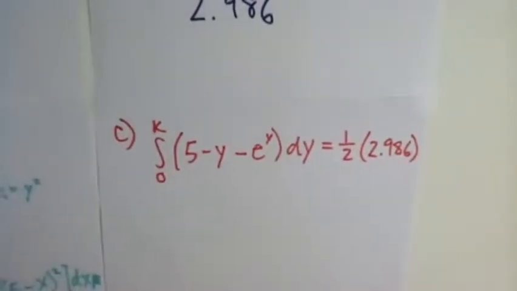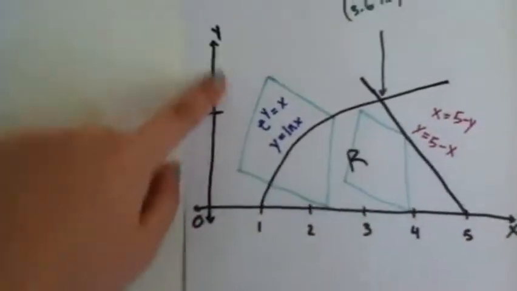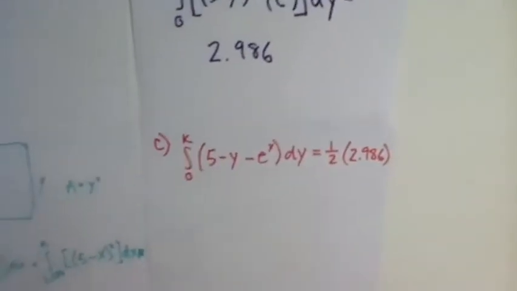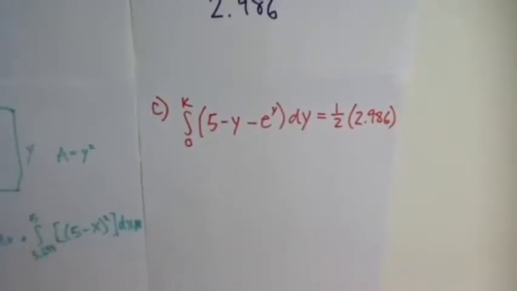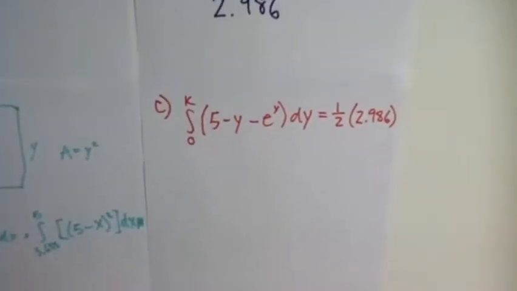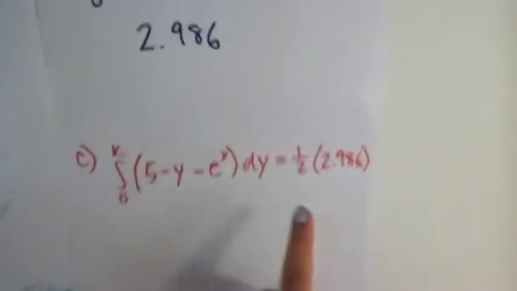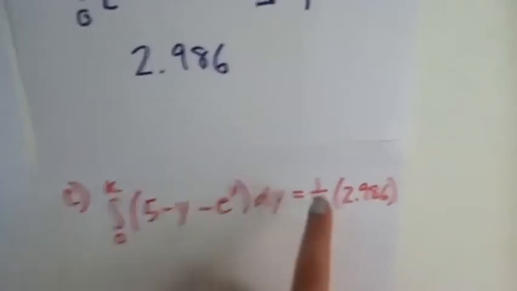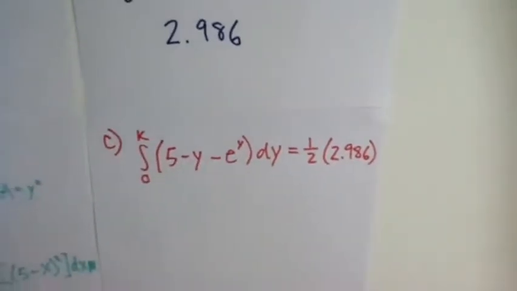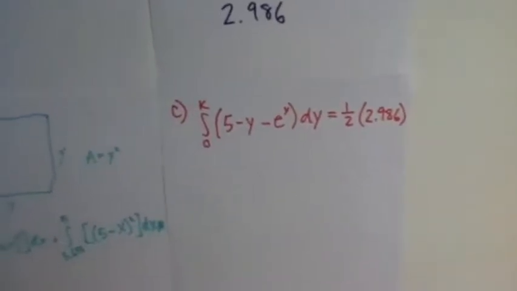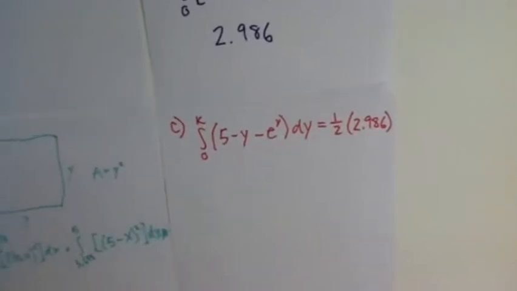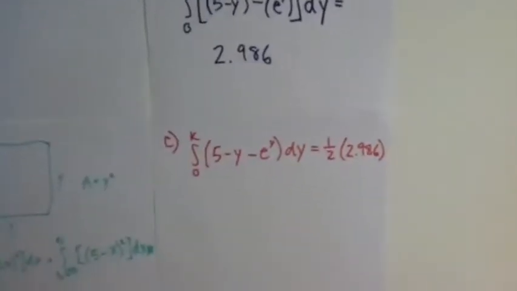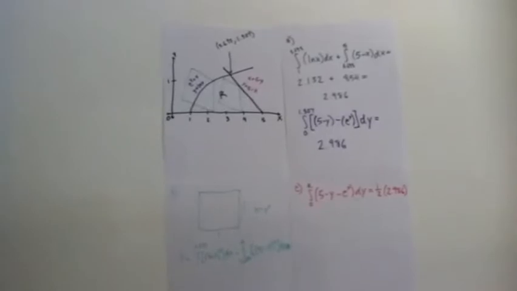So we want to take the integral of 0 to k, whatever constant that y is going to equal, of 5 minus y minus e to the y dy, and we want that to equal half the area of the region R. So we set it equal to 1/2 times 2.986. Once again, we don't need to find the actual value of k for the answer. The problem only asks for the equation and the integral, so this is it. That's it! Yay!